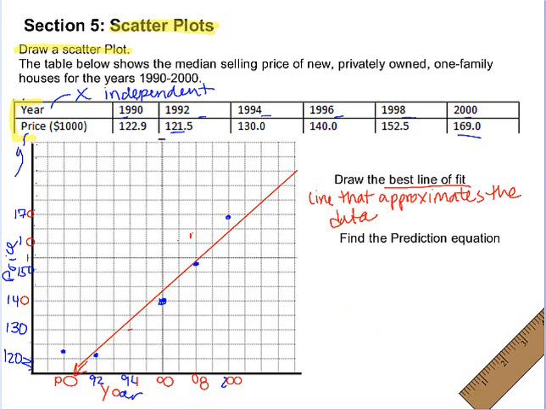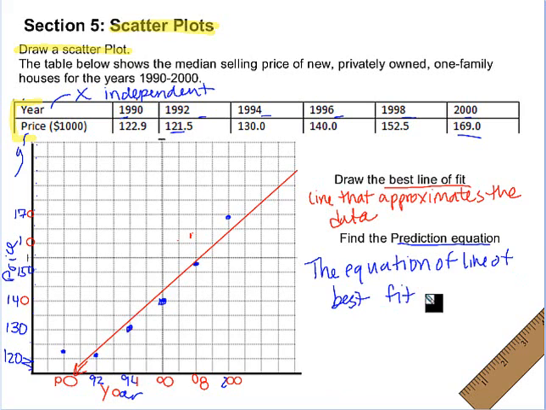All right, so next, we now are going to find the prediction equation. The prediction equation is just the equation of the line of best fit.